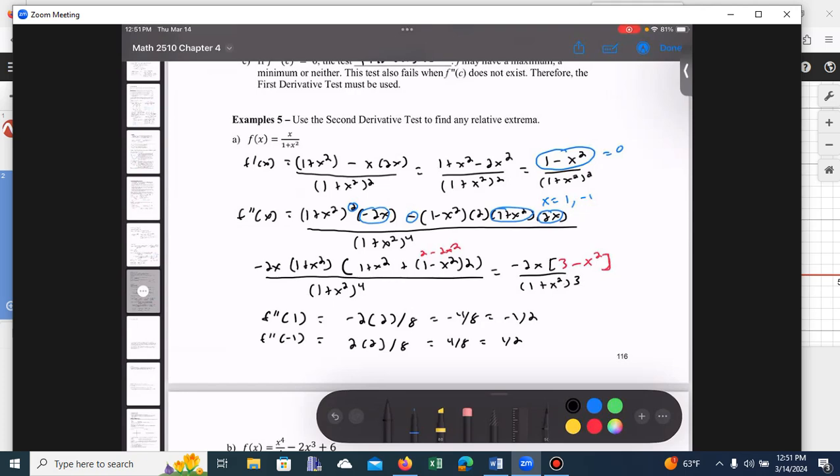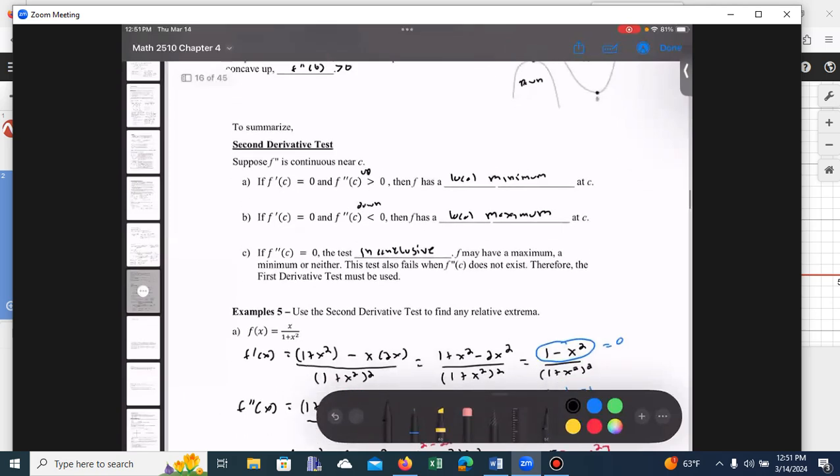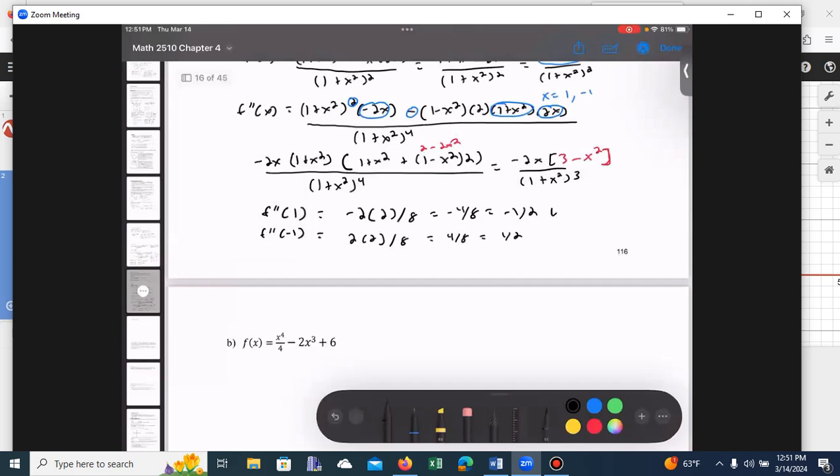Alright, so again, go back up to this. If the second derivative is less than 0, you have a local max. So local max at x equals 1. And if it's positive, you have a local min. We have a local min at x equals -1.